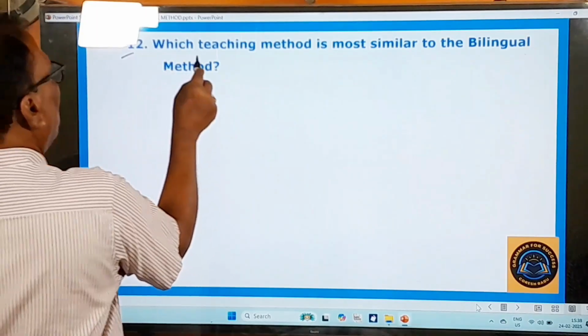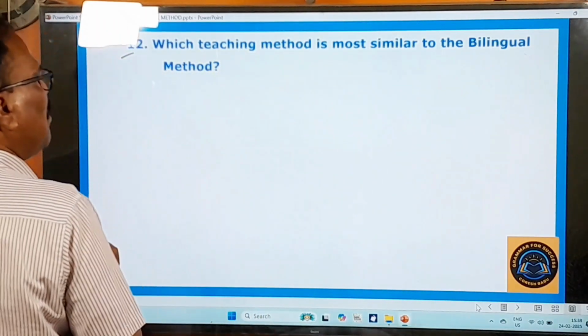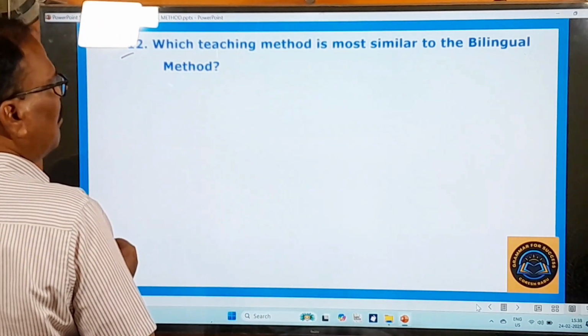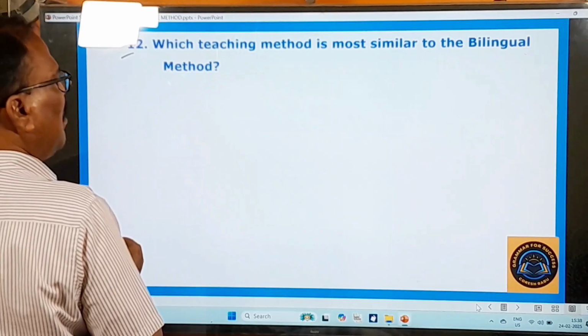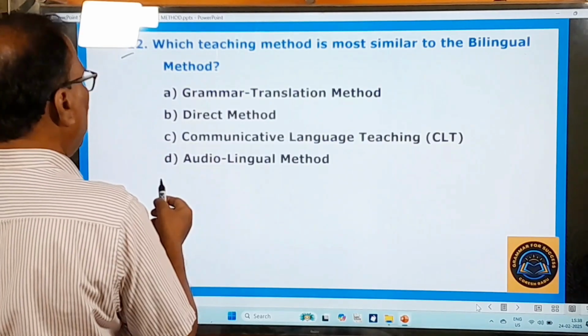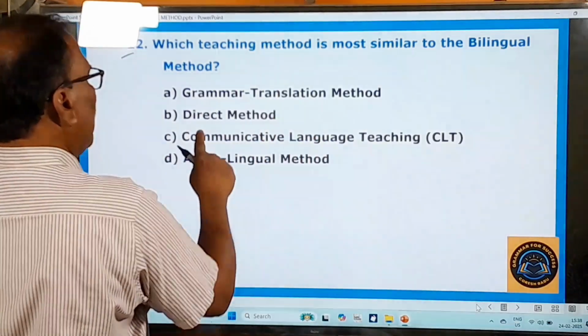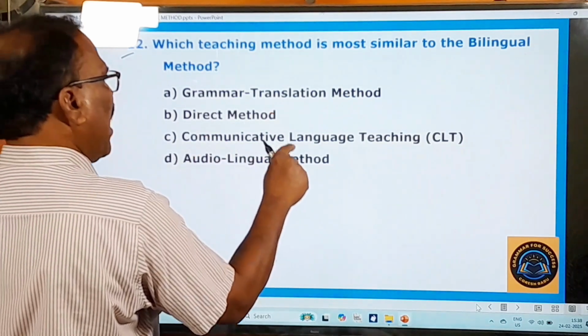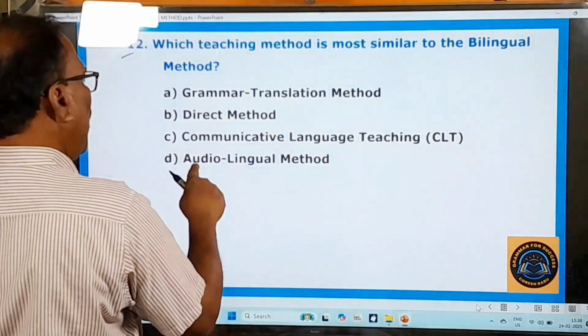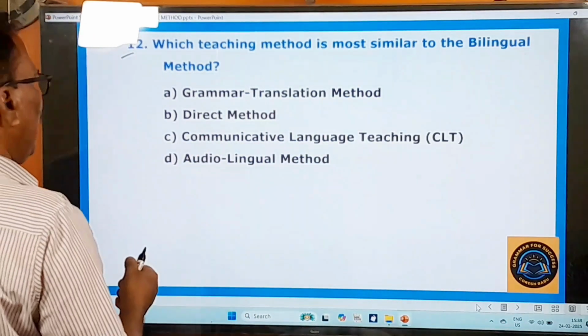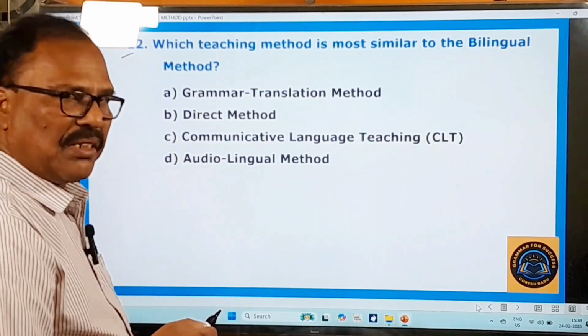12th question. Which teaching method is most similar to the bilingual method? What is that method that is similar to the bilingual method? Here are 4 options given. Grammar translation method, direct method, communicative language teaching, CLT, audio lingual method. You know that very well. Okay, now you move on to the 13th question.